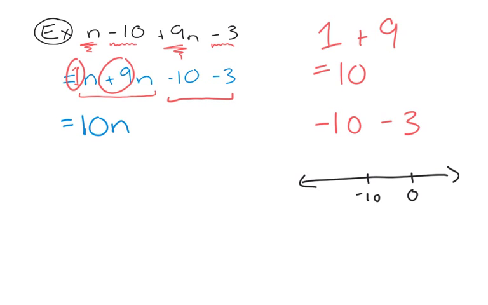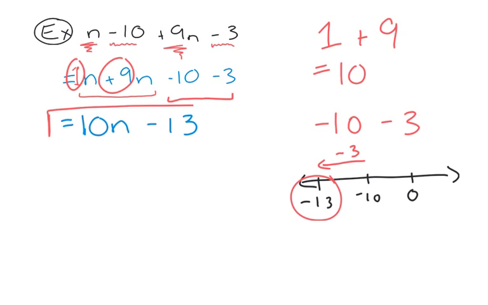We are going to subtract 3 from -10, which means we're going further to the left on the number line. If you count out 3 spaces to the left, you'll end up at -13. So -13 would be our answer. We're going to take that -13 and we're going to put it over here to the left. Therefore, because 10n and -13 are unlike terms, that means we cannot further simplify this expression, and 10n minus 13 is our final answer.